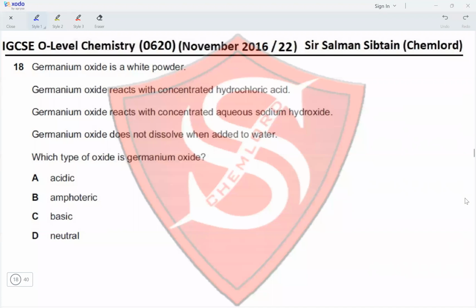Question 18. Germanium oxide is a white powder. Germanium oxide reacts with concentrated hydrochloric acid. Germanium oxide reacts with concentrated aqueous sodium hydroxide. Germanium oxide does not dissolve when added to water. Which type of oxide is germanium oxide? Since it reacts with both acids and bases, it is an amphoteric oxide. Therefore, option B is the correct option for this question.